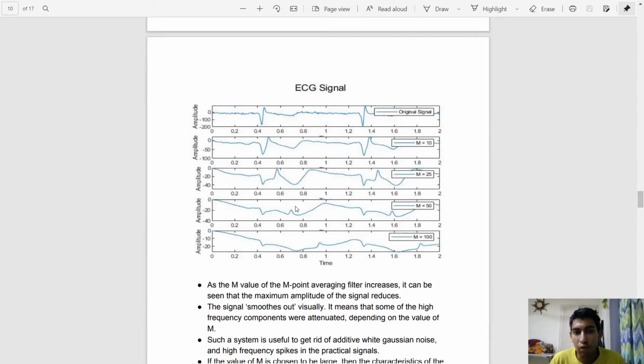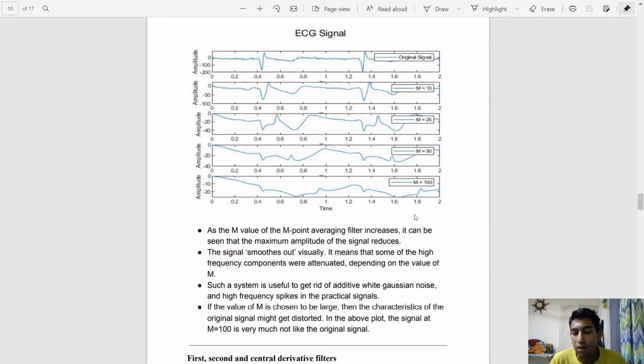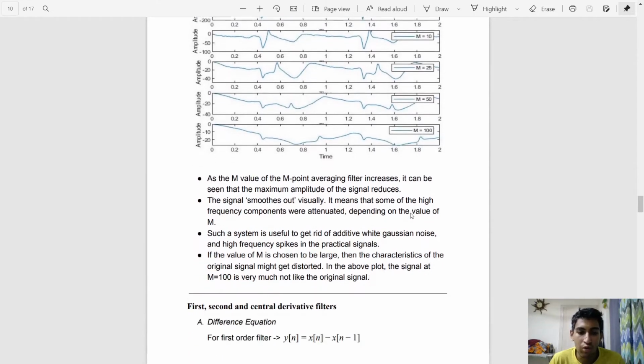We can see the same thing for the ECG waveform. The original ECG waveform has a decent amount of noise, and it has a number of small spikes. But on smoothing it with the endpoint moving average filter for m equal to 10, we get this. We get a better waveform which can be easily studied. For m equal to 25, 50 and 100, we get these awkward waveforms which lose the characteristics of the original one. So the value of m should be carefully chosen.